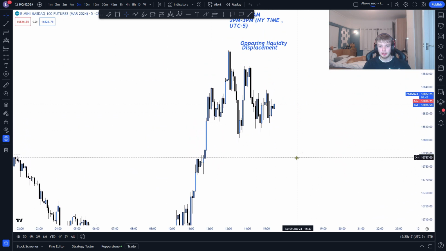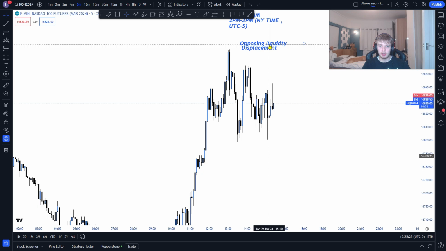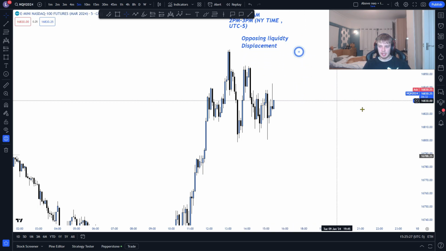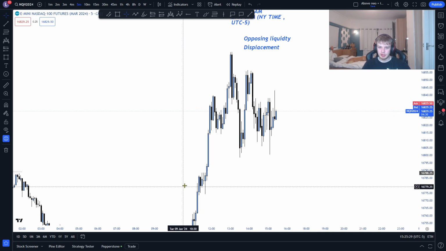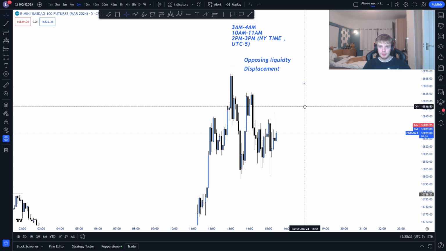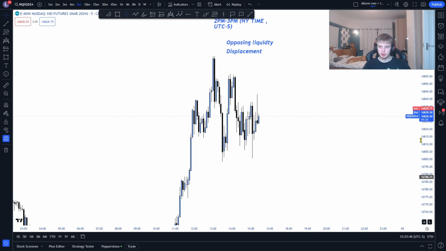Therefore, our silver bullet will be a short today. We will not be interested in any longs. We'll only be looking for a short. So that is how we find our silver bullet. As you can see, we've just been trending up, taking lots of buy side. Therefore, from 2 p.m. till 3 p.m. in this example, we will only be looking for silver bullet shorts.